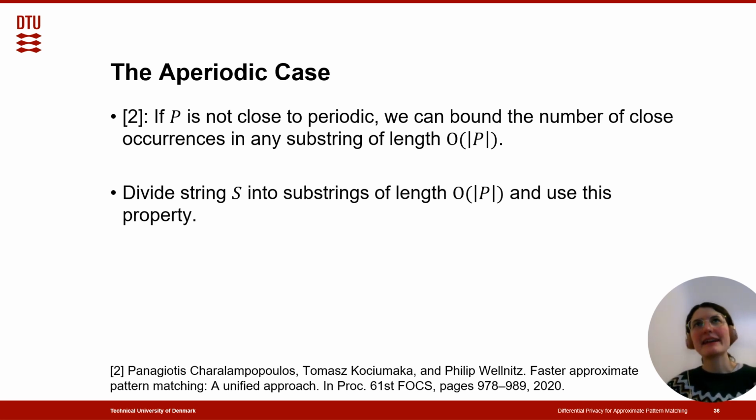Lastly, I'll quickly give the main insight we use for the aperiodic case. In the case where P is not close to a periodic string, there's another result from the same Fox paper, which gives us a way to bound the number of occurrences of P in any substring of length at most a constant times the length of P. We then again divide the string S into smaller substrings and use this property. I will not go into more detail here.